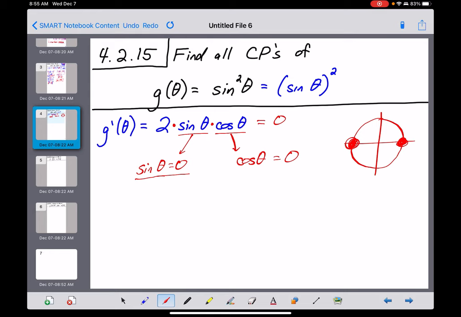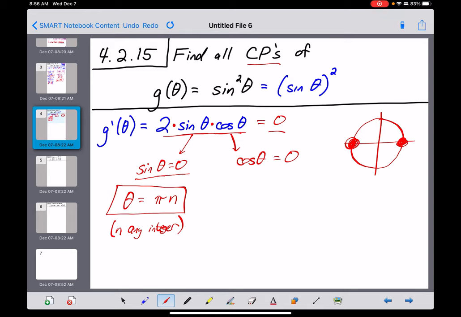So what we would say right here is this happens anywhere that theta is equal to pi multiplied by n, where n is any integer. Okay, so anytime that happens, theta is equal to pi n, we have a spot where our derivative would be 0, and that's a critical point.